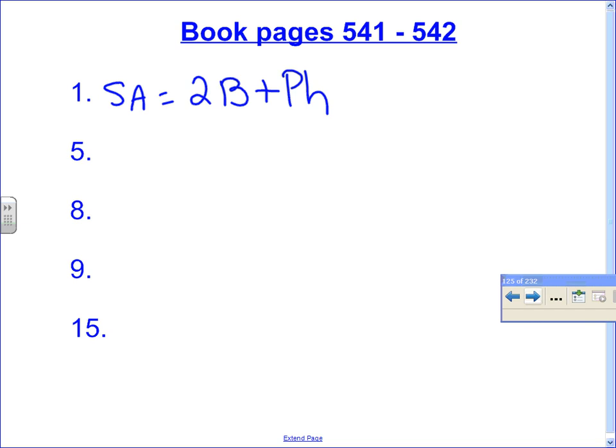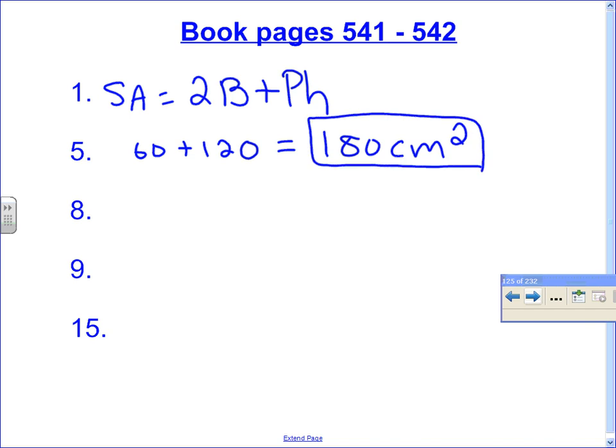Good. So what should the answer have been? Okay, it should have been 60 plus 120. So what should the final answer have been? 180 centimeters squared. And if you explained there what the mistake was instead of redoing the whole thing, that's fine. Just somewhere along the lines you had to say what they did wrong.